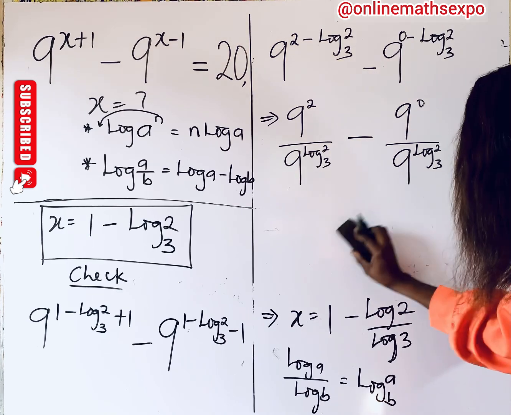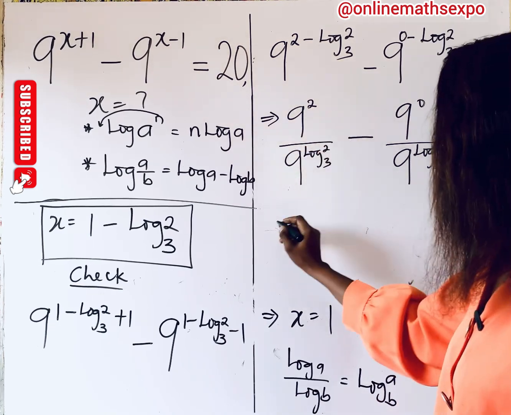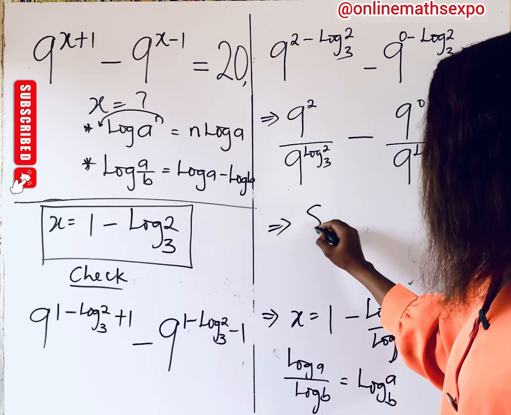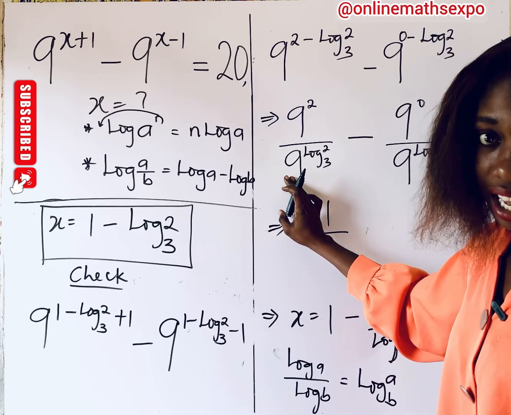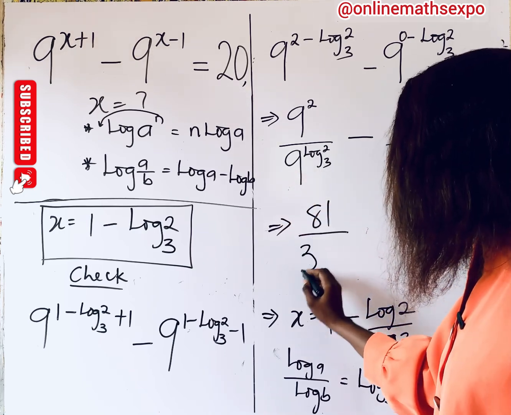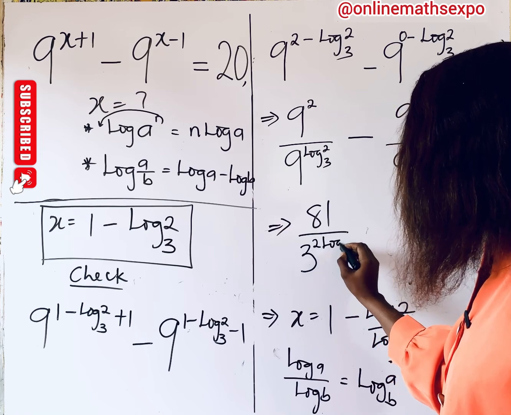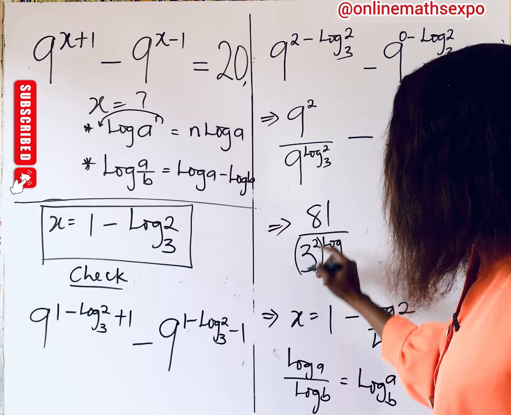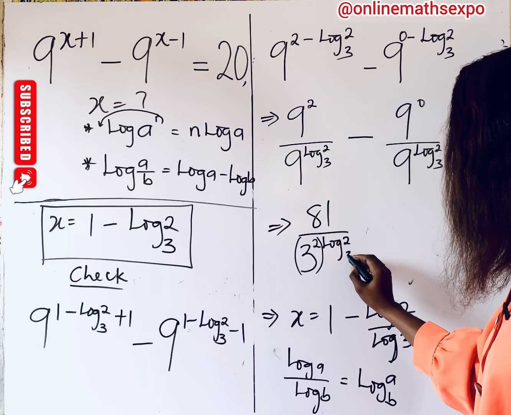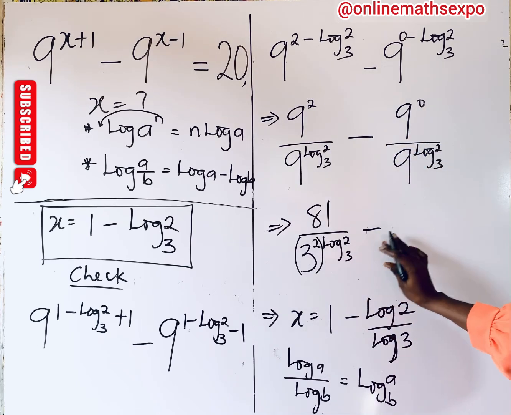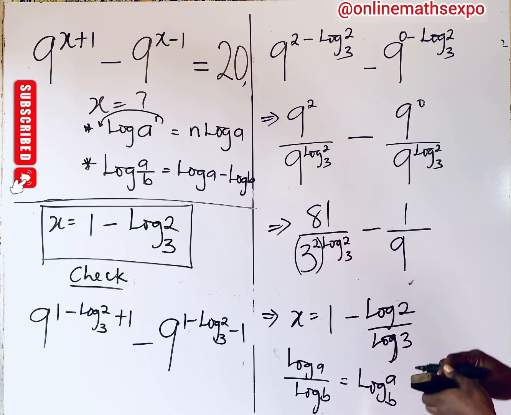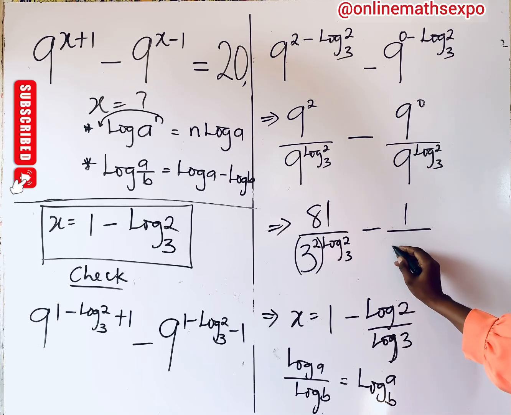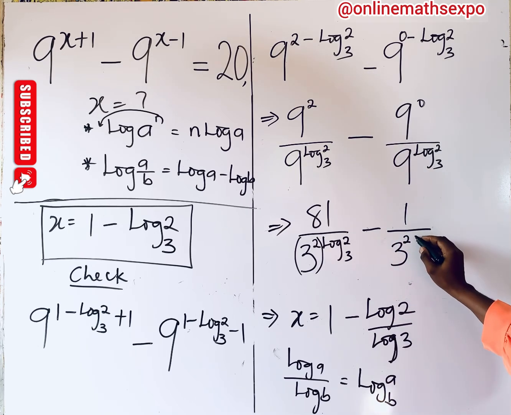So what do you do again? We are going to simplify again. 9 to the power of 2 is 9 times 9, giving us 81. Then for this, remember when you have this, 9 can be expressed as a product of 3 to give us 3 raised to power of 2. Then we have log 2 base 3 minus 9 to the power of 0, according to your indices, is 1. So we have 1 over 9. So let's express this 9 as a product of 3 also. We have 3 to the power of 2. Then we have log 2 base 3.